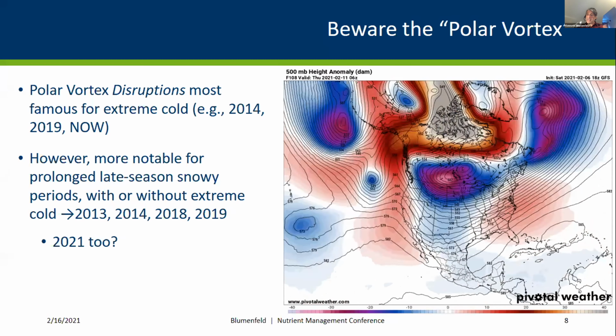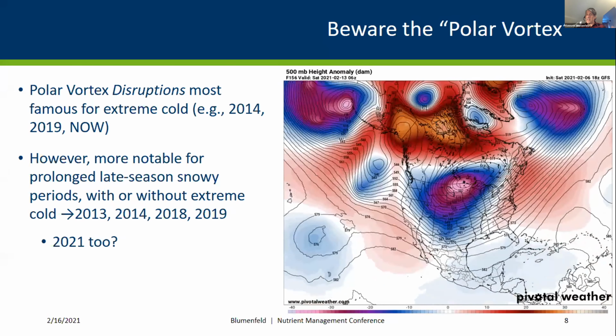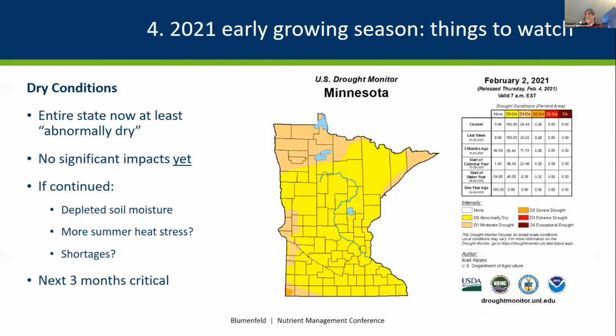And so the question is, is this where we are in 2021? We just had a polar vortex disruption. And the reason this matters is because we've been dry. The entire state is now at least abnormally dry. There's even some drought in parts of western and southwestern Minnesota. And if we continue the dry conditions, then we're looking at depleted soil moisture and more summertime heat stress and maybe even water shortages. So the next few months are critical.